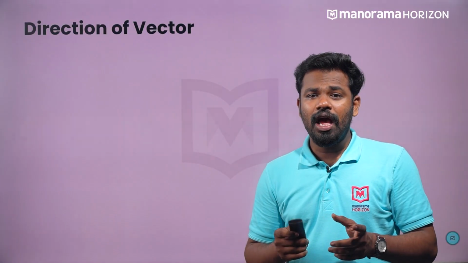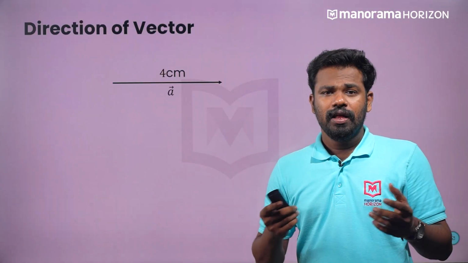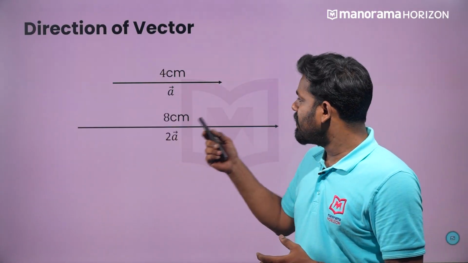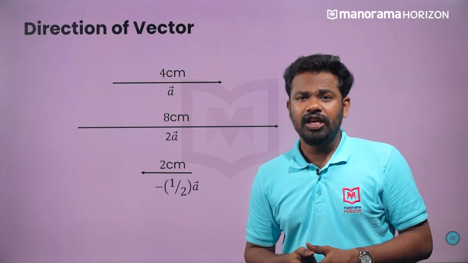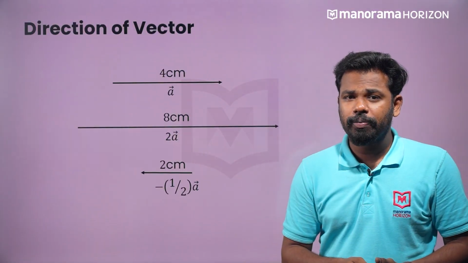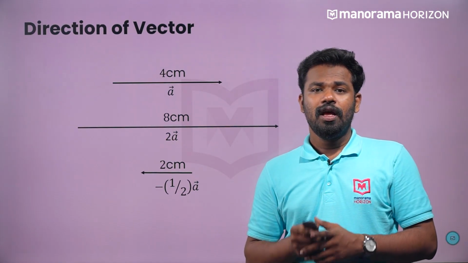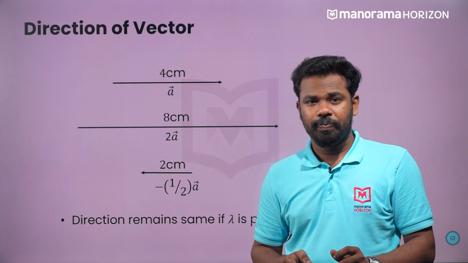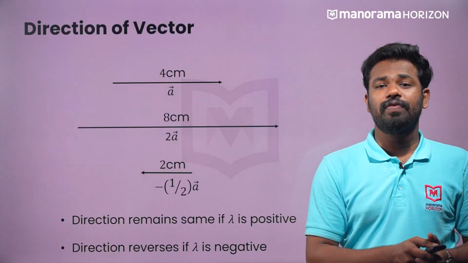Now, to understand what happens to the direction of the new vector, that is lambda A, consider the following vectors. Here we can observe that when the vector A is multiplied by a positive scalar, that is by 2, the direction remains the same. The direction reverses when it is multiplied by negative half, that is minus 1 by 2. Thus, the direction of the new vector lambda A depends on the sign of lambda. If lambda is positive, then the direction of lambda A is the same as that of the vector A. If lambda is negative, then lambda A has a direction opposite to that of the vector A.